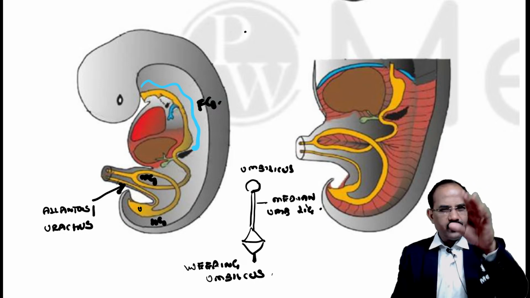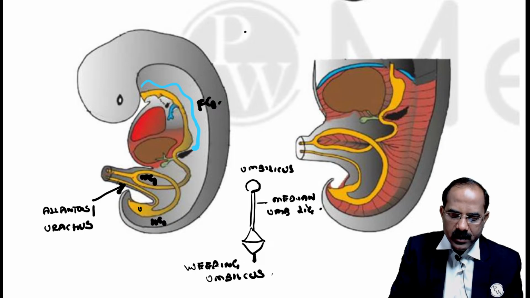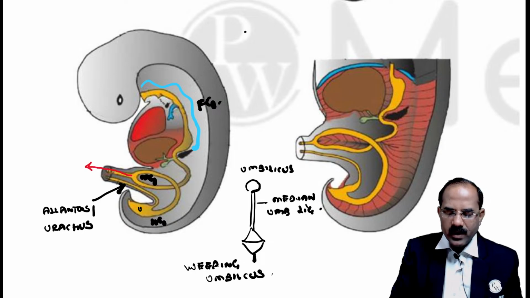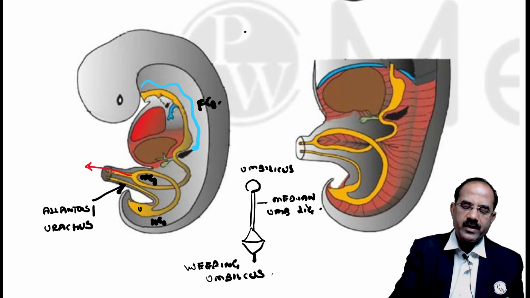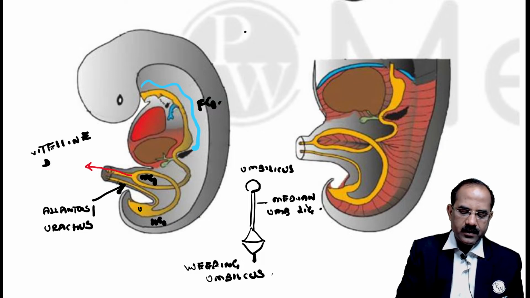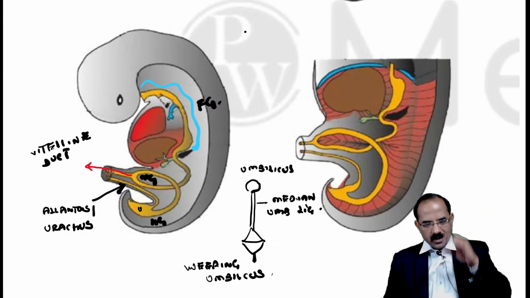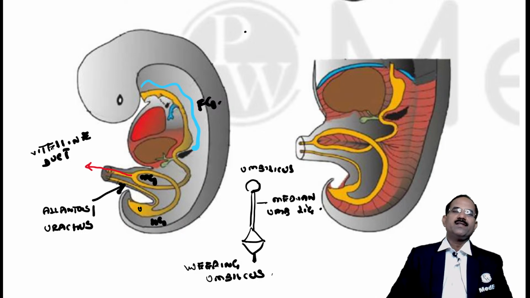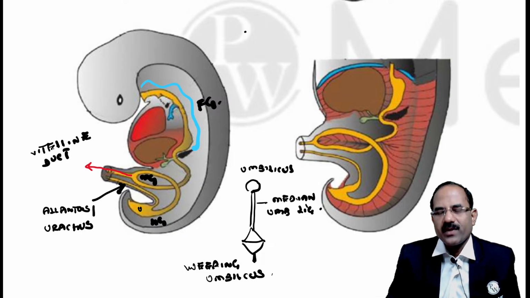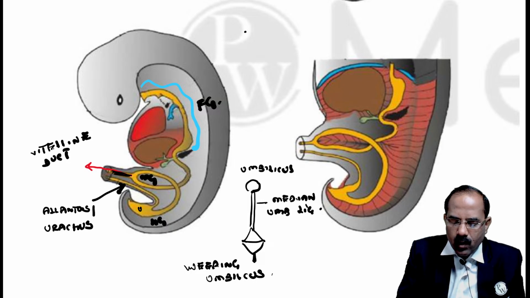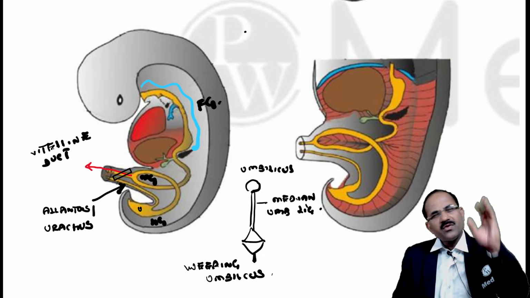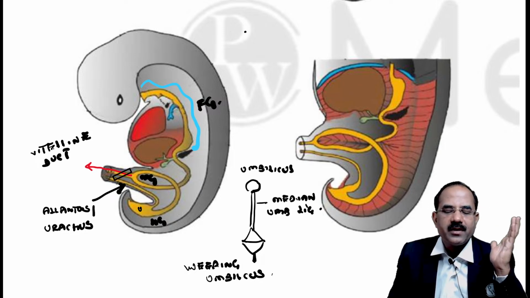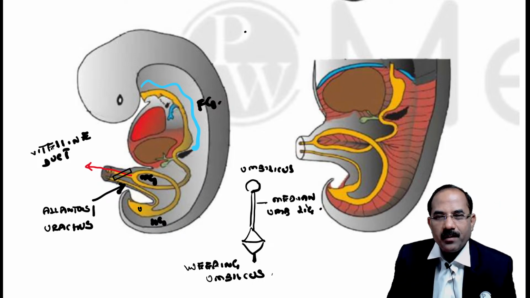In fetal life, the midgut is going to communicate with the umbilicus. Look, children, the midgut communicates with the umbilicus through what we call the vitelline duct. Right? After birth, what happens? After birth, this vitelline duct is obliterated. So the midgut loses its communication with the umbilicus.